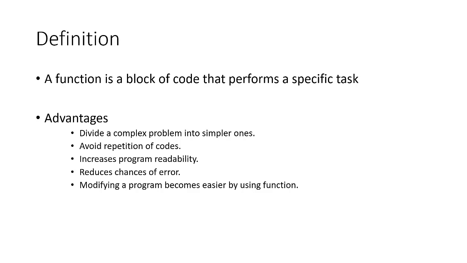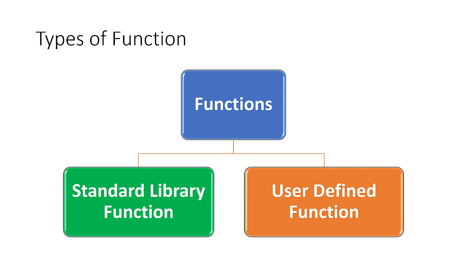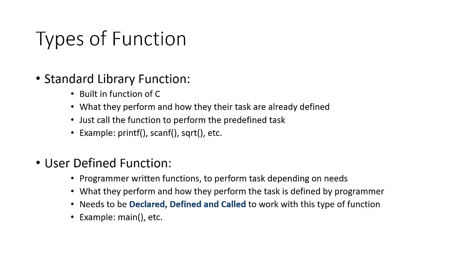So functions can be mainly of two types. What are those? The first one is the standard library functions, or simply we can say them as the library functions. And the second one is the user-defined function. So what is a standard library function? Standard library functions are built into the C programming language. They perform a particular task, and how they are going to perform that is already defined. To use those functions, we just need to call them. Call them means we are invoking them.